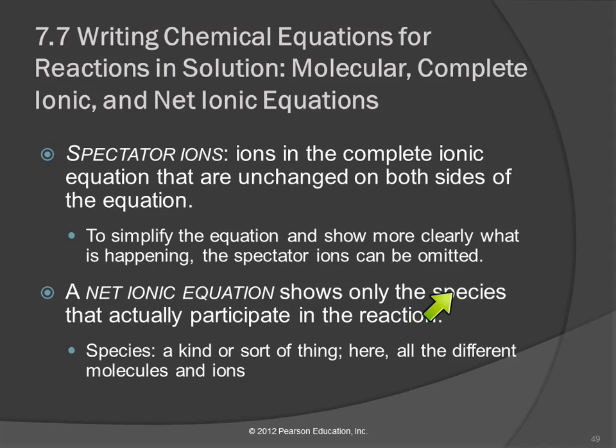And when we use the word species, this is chemistry, not biology. When a chemist says species, we just mean a kind or sort of thing. Here are all the molecules and ions, because it can get a little tedious to talk about atoms, ions, and molecules, and so we just say a species.